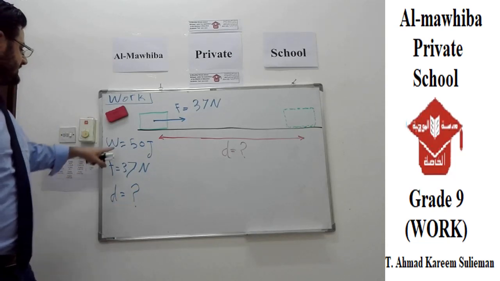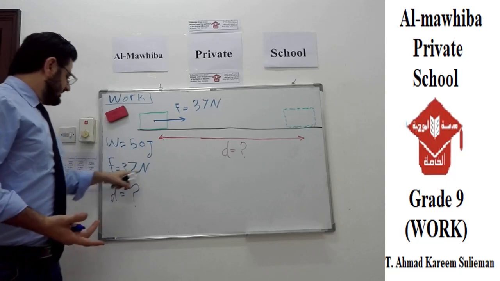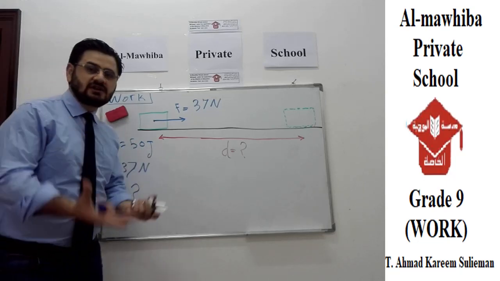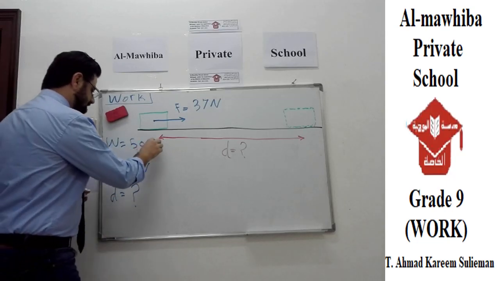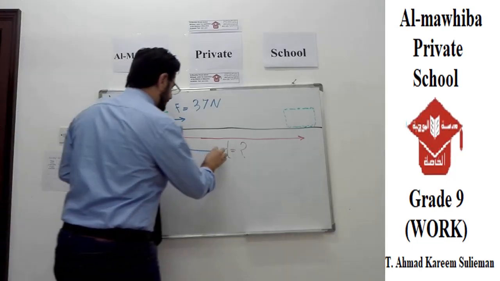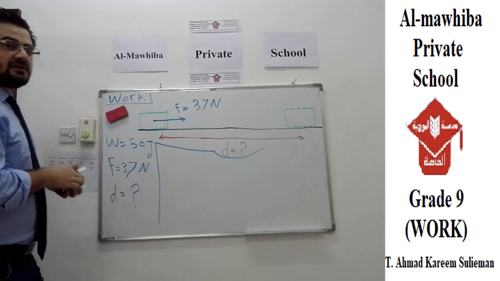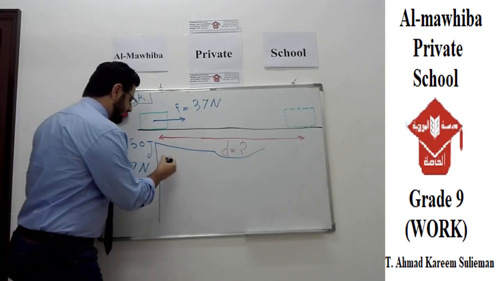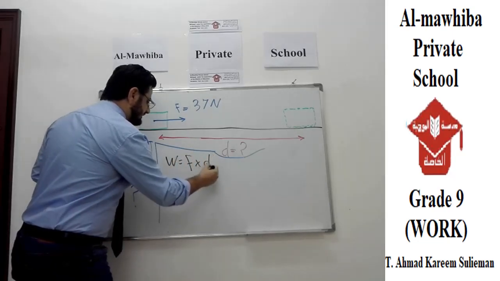As you can see, work is given in joules, force is given in Newton, and they are the SI units. So no need to change. We keep it like this. Fine. After that, what do we do? We have the general formula of the work. The general formula of the work equals force multiplied by distance.